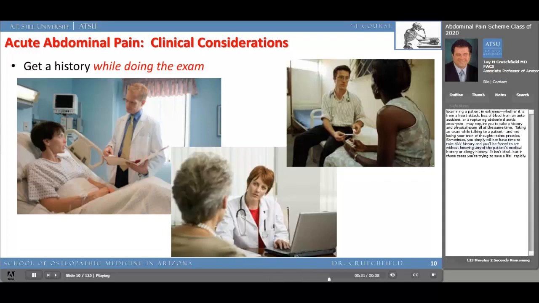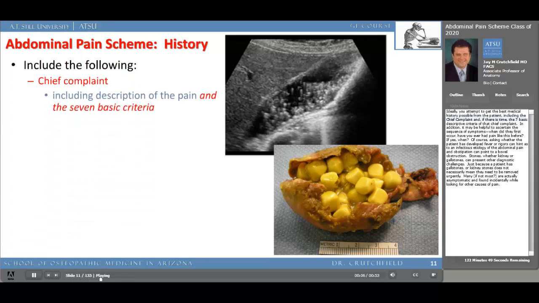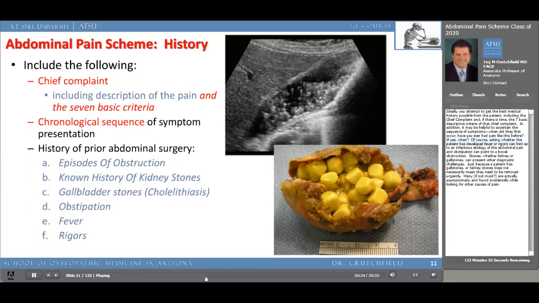Ideally, you attempt to get the best medical history possible from the patient, including the chief complaint, and if there is time, the 7 basic descriptive criteria of that chief complaint. In addition, it may be helpful to ascertain the sequence of symptoms. When did they first occur? Have you ever had pain like this before? If yes, when? Of course, asking whether the patient has developed fever or rigors can hint as to an infectious etiology of the abdominal pain, and obstipation can point to a bowel obstruction.